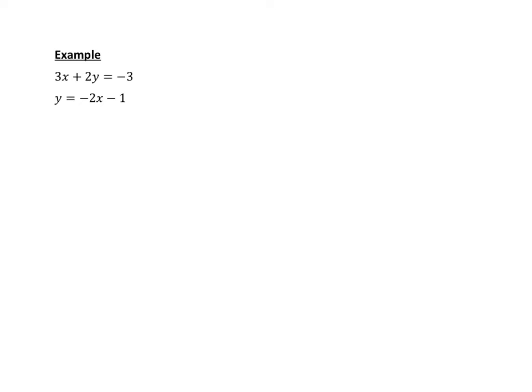Here we've got just a little bit more work to do because our y equals equation's a little bit harder, a little bit more challenging, but we still want to put that in parentheses, and we're going to replace that y right there with negative 2x minus 1. So we'd have 3x plus 2 times our y, which is (negative 2x minus 1), equals negative 3. And so we're going to solve this equation for x.